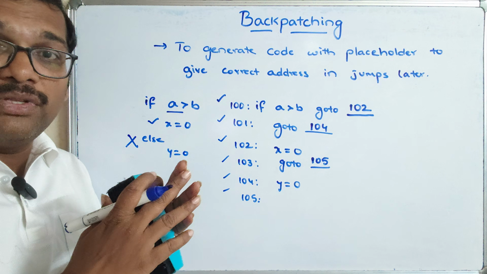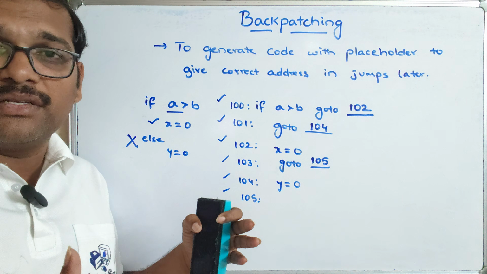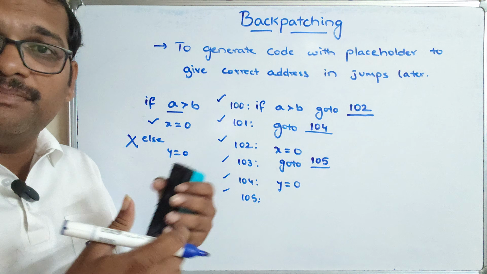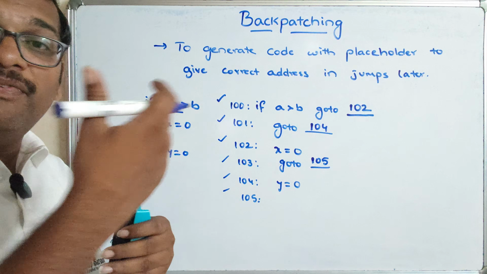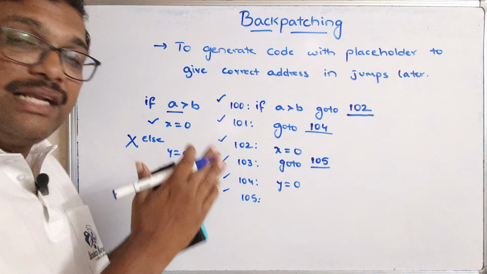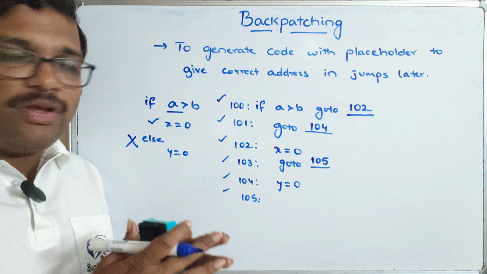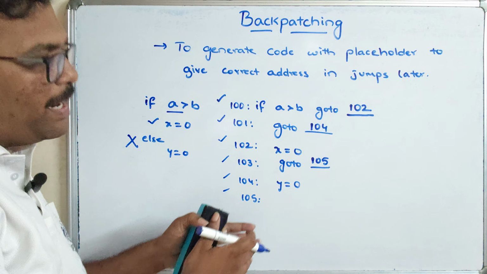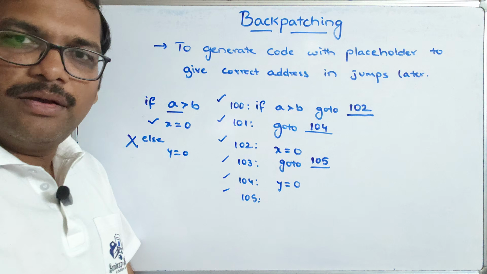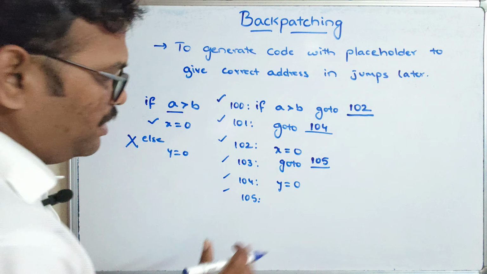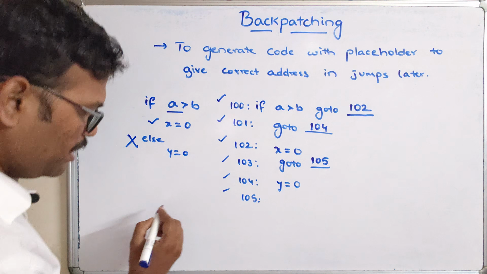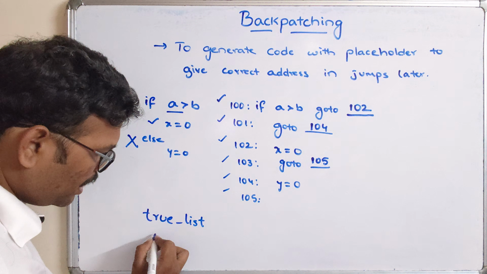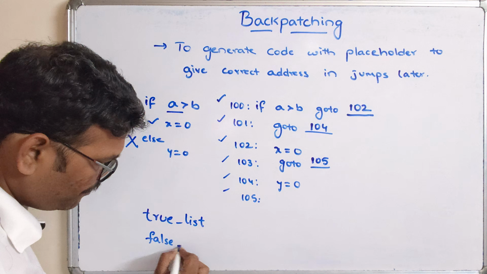But when compared to large and complex Boolean expressions, it will be different. There will be more conditional jumps and unconditional jumps, and that will be very difficult until you know the addresses of those particular statements. So this is called backpatching. And before applying backpatching to the code, two lists should be maintained. One is a true list, another one is a false list.